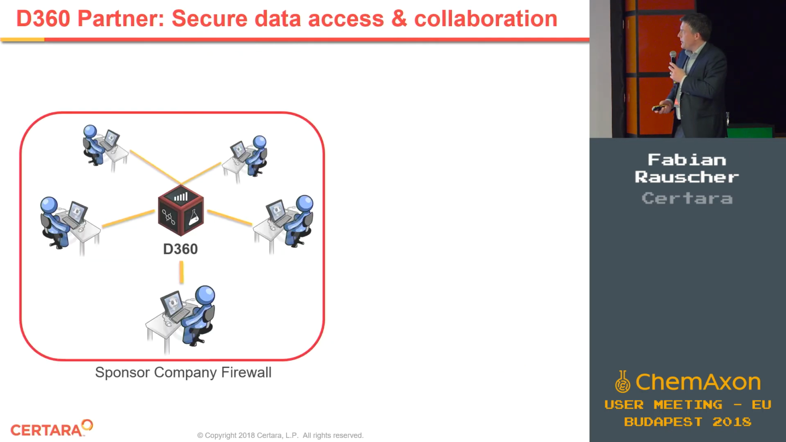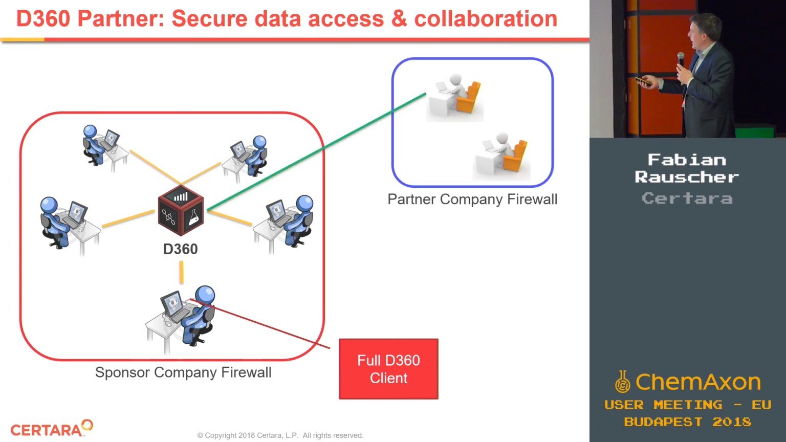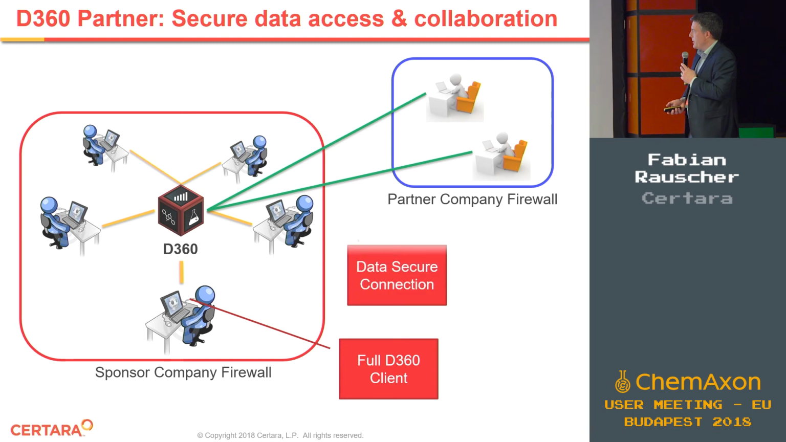D360 Partner is a possibility to allow external companies that you work with to access some of your in-house data that you would like to share. It's a possibility to provide CROs or partners with some data that you restrict so they can work with it, provide feedback, and then you can incorporate that into your research workflow. There is a special client people can use, and they connect to your in-house instance and work with your data.